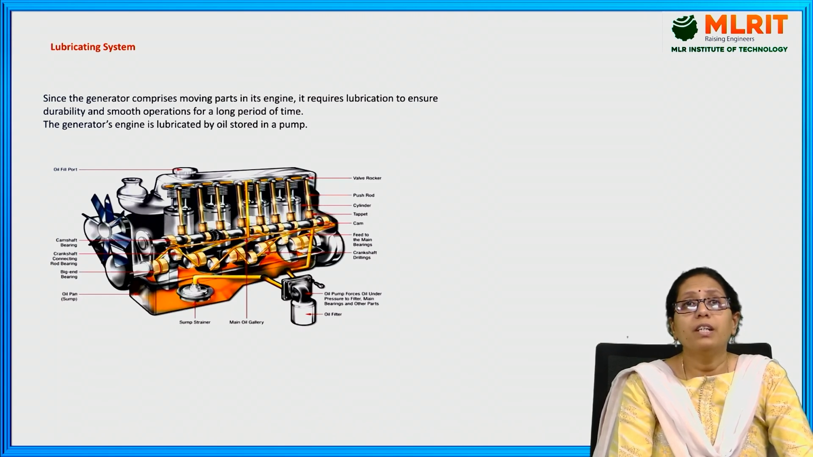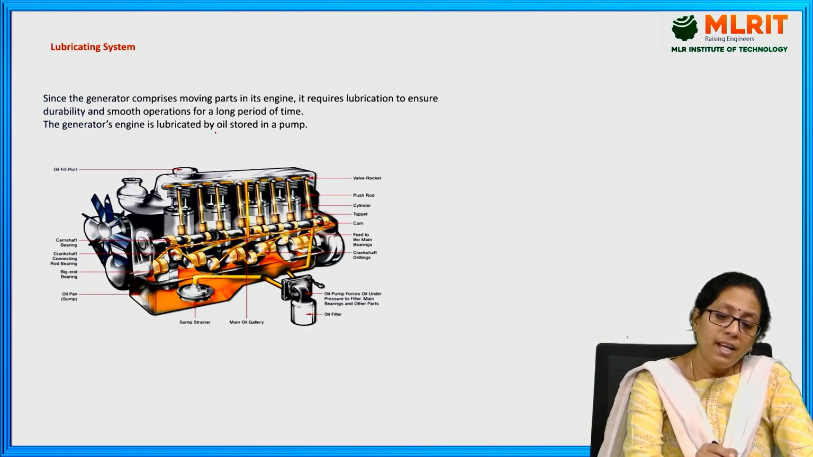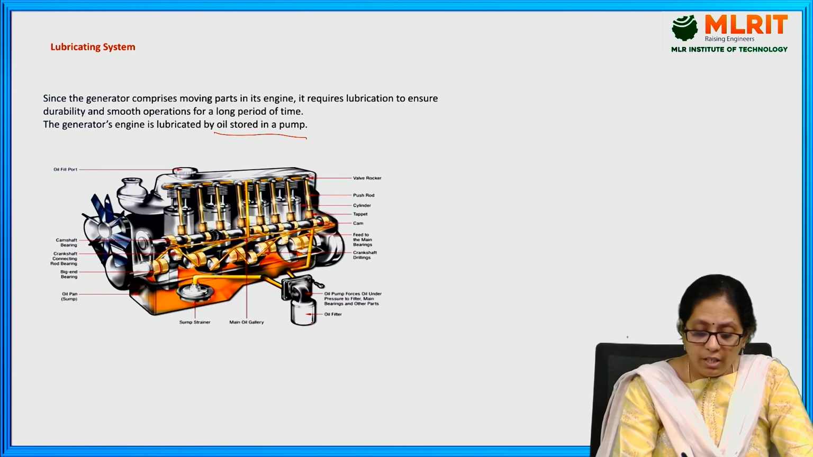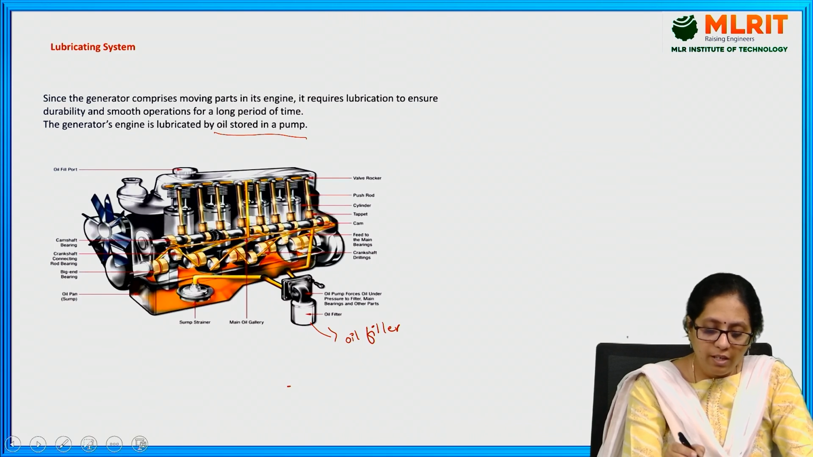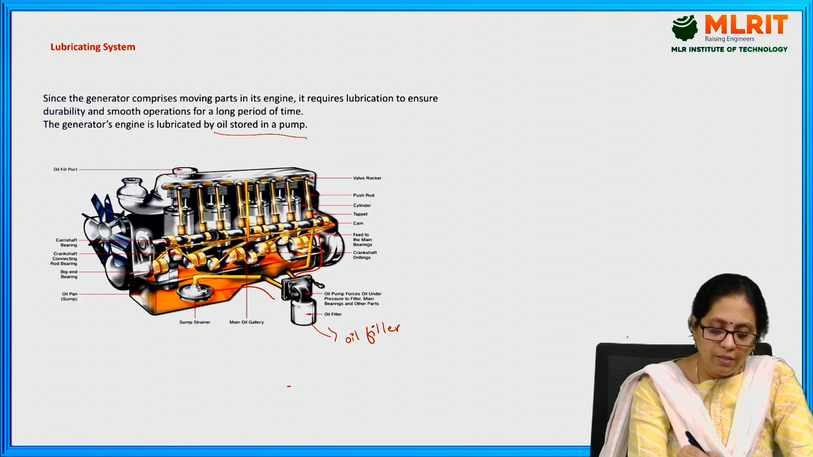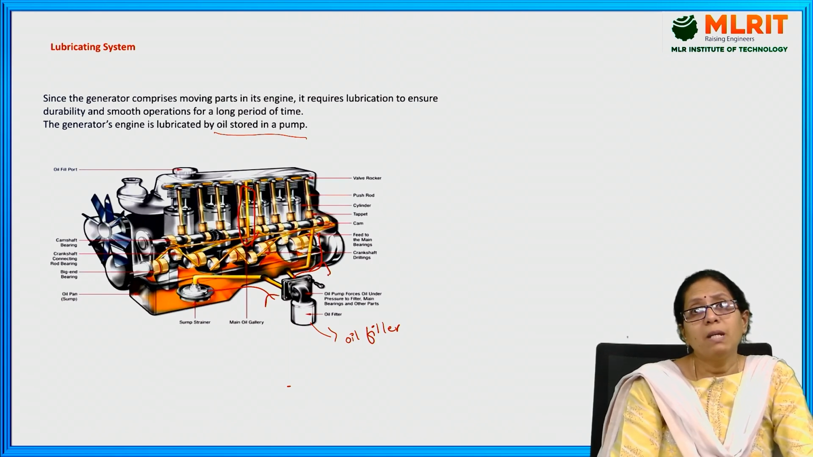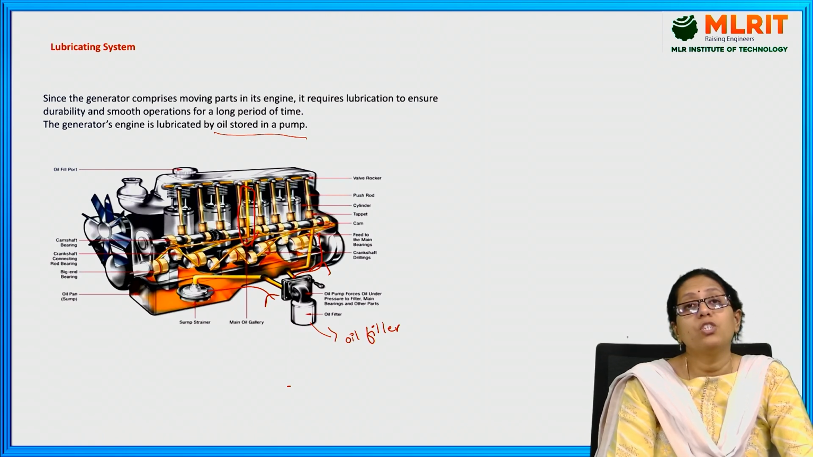The generator engine is lubricated by oil stored in a pump. Here you can see the oil filler. By using this oil filler, which is connected to different places here, using these pipes, the oil is sent to different places and the lubrication is done.